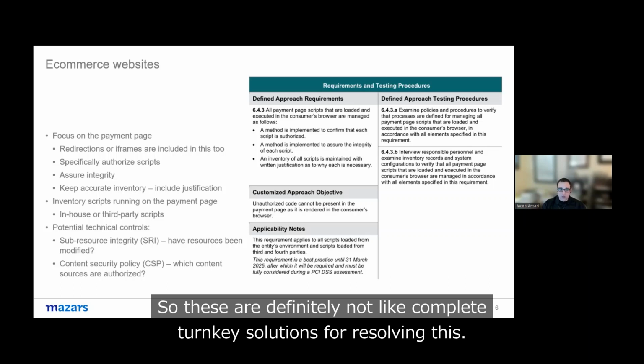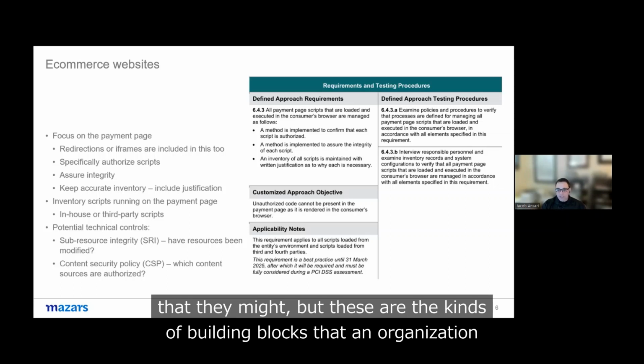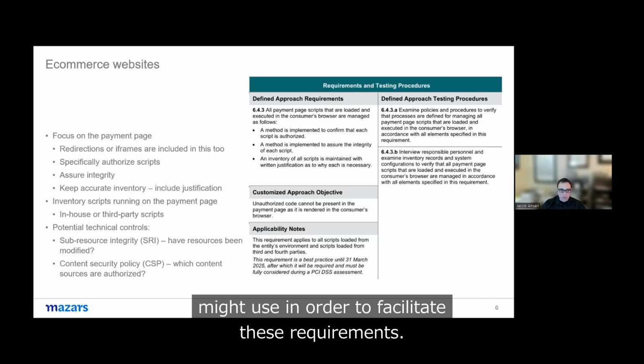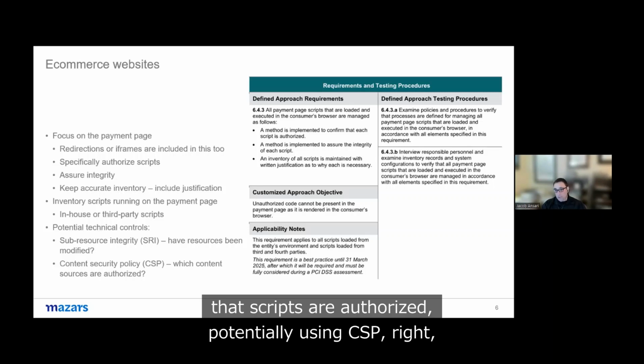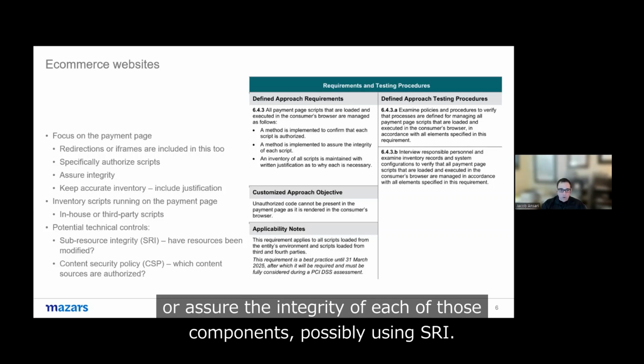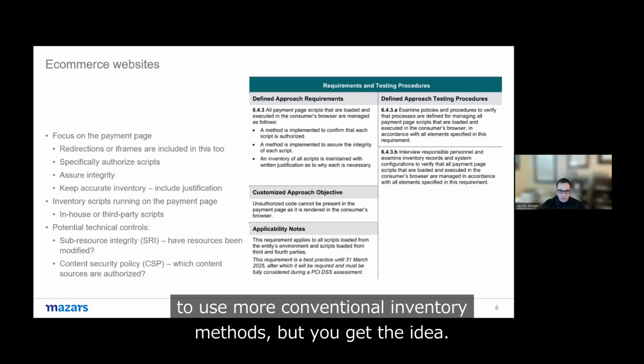So these are definitely not complete turnkey solutions for resolving this, and I don't want to convey the idea that they might, but these are the kinds of building blocks that an organization might use in order to facilitate these requirements, where we say, here is how we confirm that scripts are authorized, potentially using CSP, right? Or assure the integrity of each of those components, possibly using SRI. And then an inventory is probably going to use more conventional inventory methods, but you get the idea.